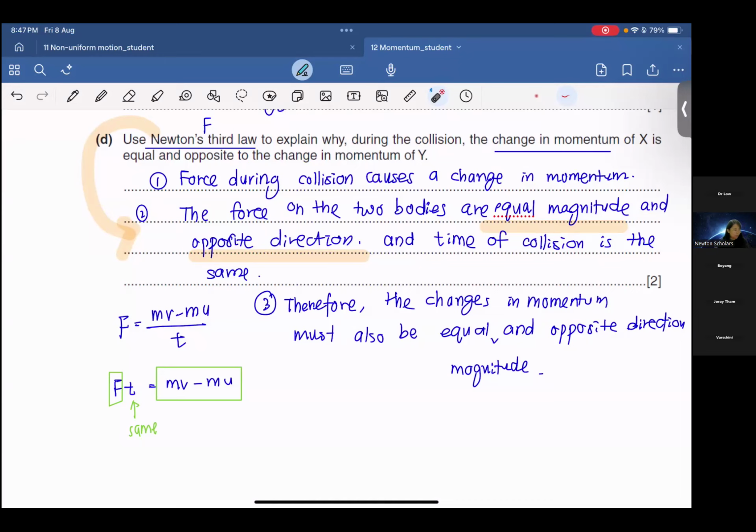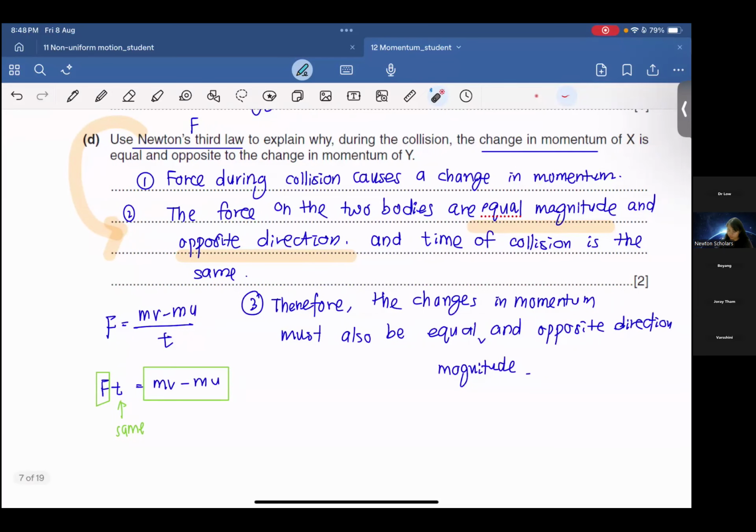Okay, I want you to go to your page number 8. We have to speed up. Right, boys and girls, we go to page number 8. Is it okay? Finish writing?